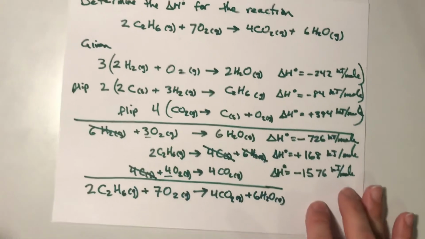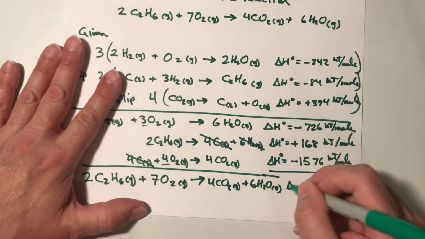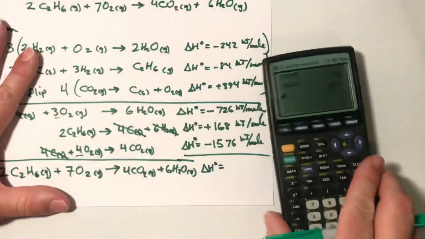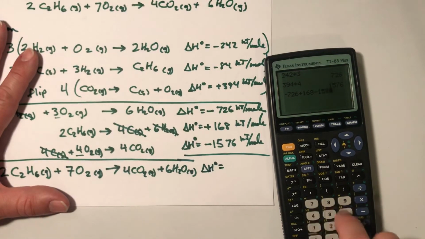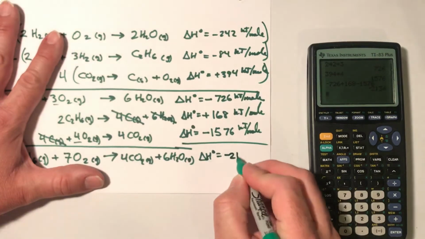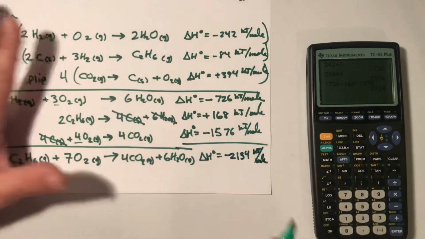Now, Hess's law says if you can add the reactions, you can add the delta H's. So now we can finally add up all of our delta H's and get the delta H for this reaction. So we're going to take negative 726 plus 368 minus 1576. That's going to give us negative 1934 kilojoules per mole. All right.